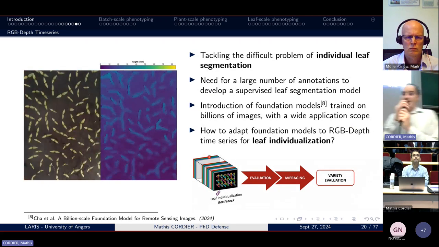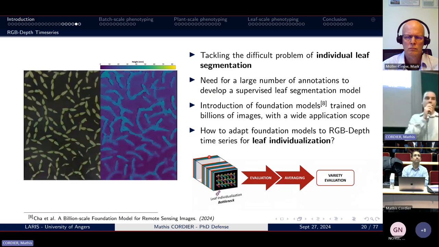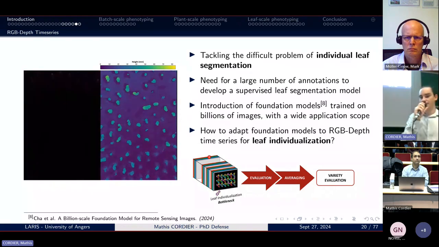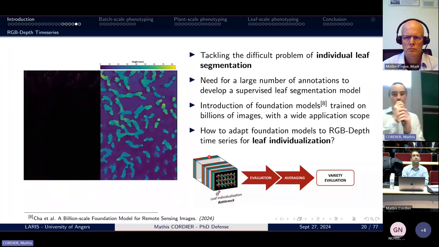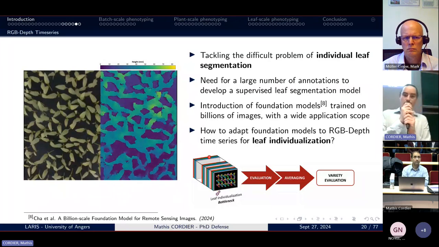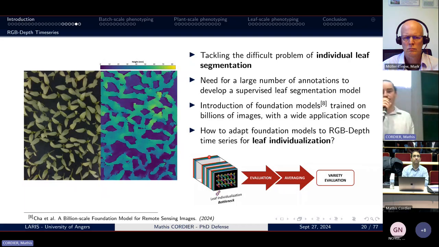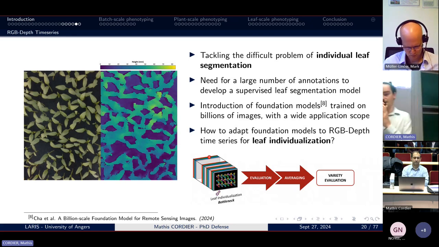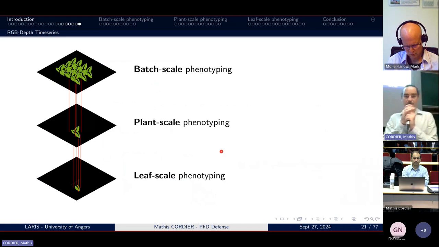Lastly, a last approach will be to tackle the difficult problem of individual leaf segmentation, because in this case, we need a large number of annotations to develop a supervised model for leaf segmentation. And we want to explore the recent introduction of foundation models, which are trained on billions of images with a wide application scope. And we ask the question here, how to adapt foundation models to RGB depth time series for leaf individualization. So in this presentation, we will first discuss phenotyping at batch scale, and we will then go to finer scales with plant scale and leaf scale.